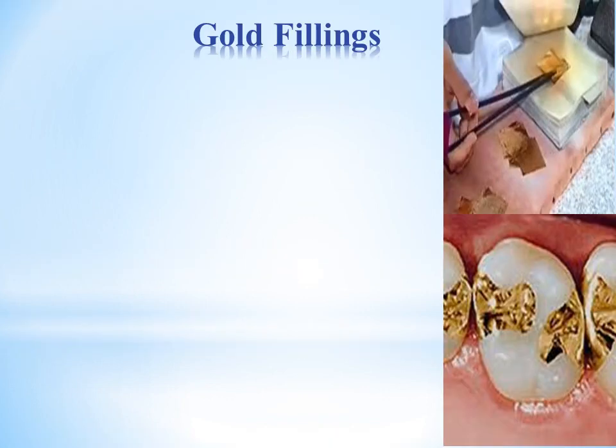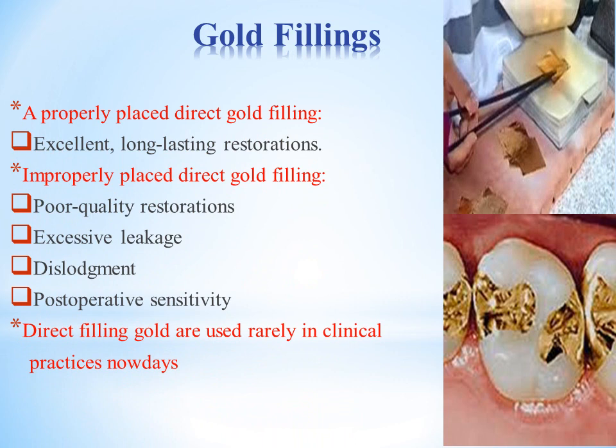Now, clinically, gold filling can be of two types: a properly placed, good direct gold filling. Since centuries, it has shown to have excellent, long-lasting, and durable results. However, on the other hand, an improperly placed direct gold filling can have the following problems. It can lead to a poor quality restoration. It can have excessive leakage at the margins. It can undergo dislodgement, and it can also lead to post-operative sensitivity. So these are all the problems that can occur due to an improperly placed gold filling.